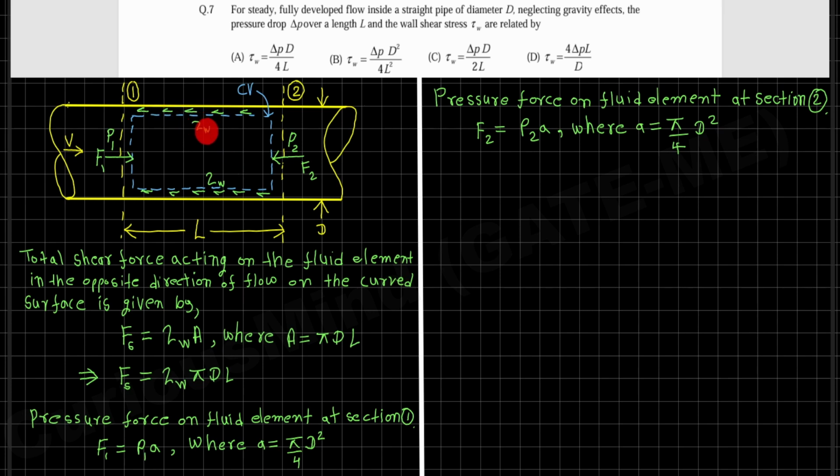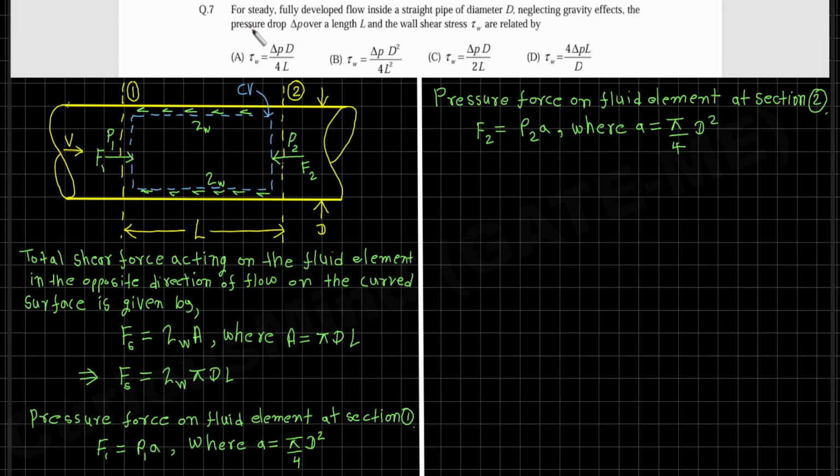The wall shear stress tau w remains constant over the curved surface area, because of the fully developed flow, meaning the condition of the fluid that exists at this point remains the same along the flow. So the same wall shear stress exists everywhere at the interface between the fluid element and the inner surface of the pipe.